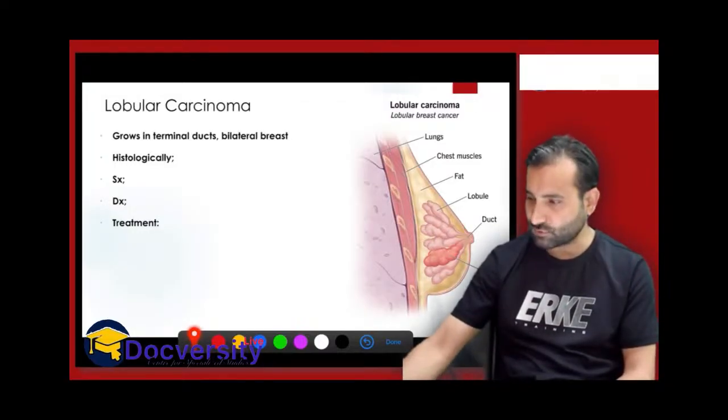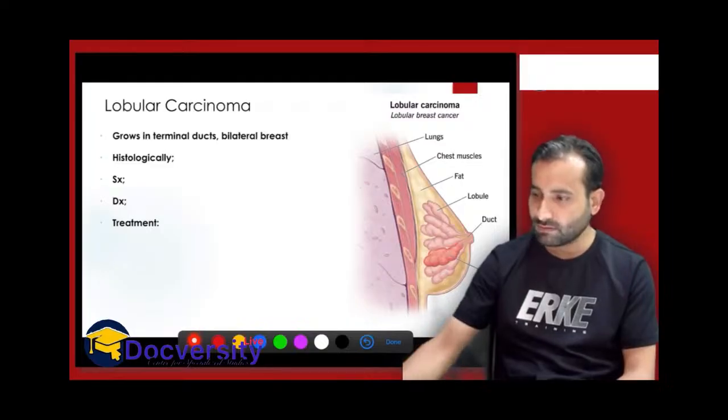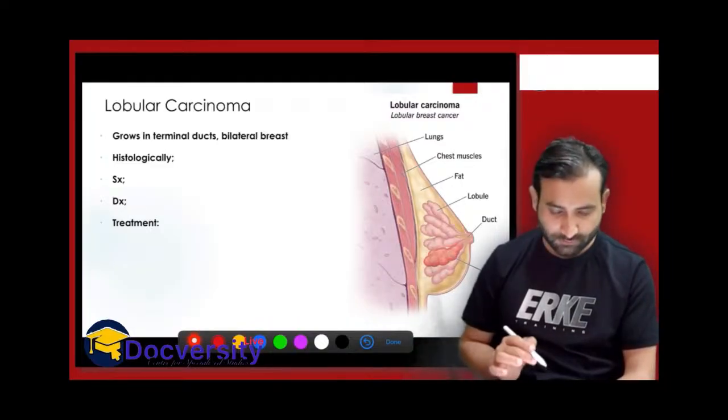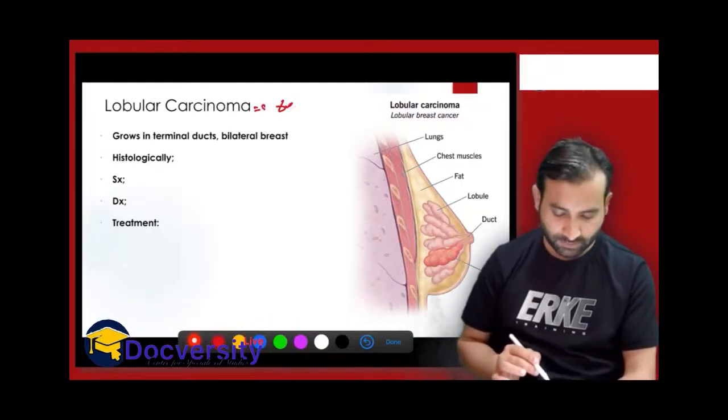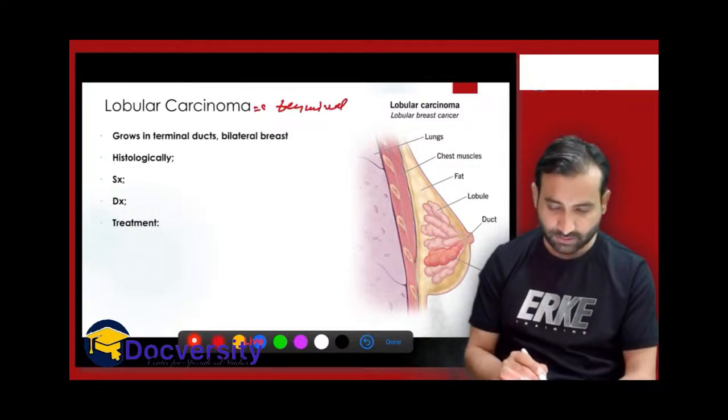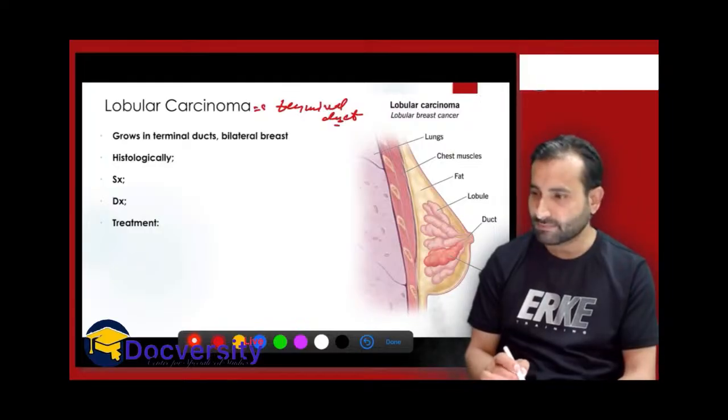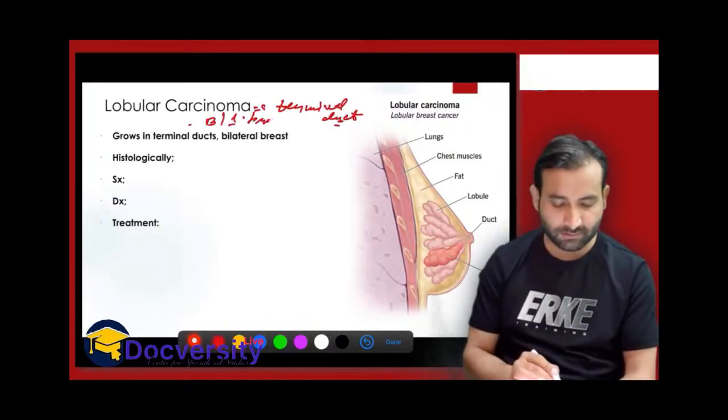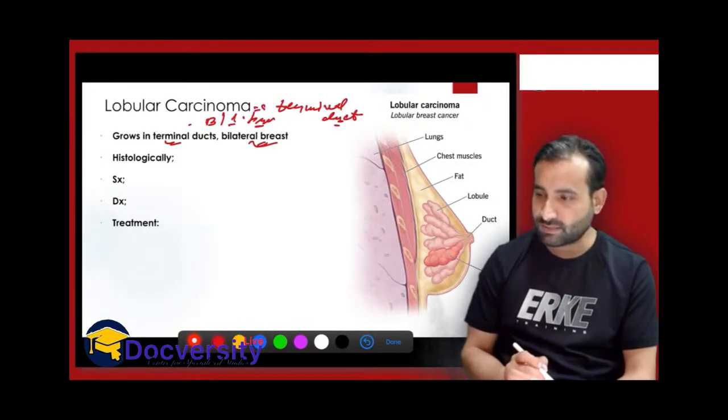Let's go to the lobular carcinoma. So lobular carcinoma, it develops, right? It grows in the terminal duct in the breast lobule, right? And yes, it involves the bilateral breast. Yeah, it's written over here, bilateral breast and terminal duct.